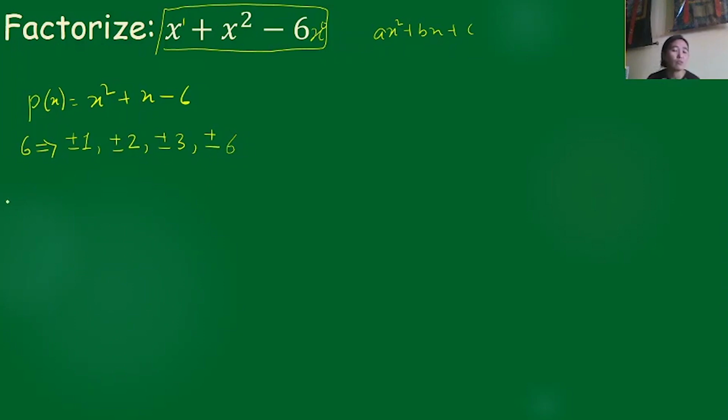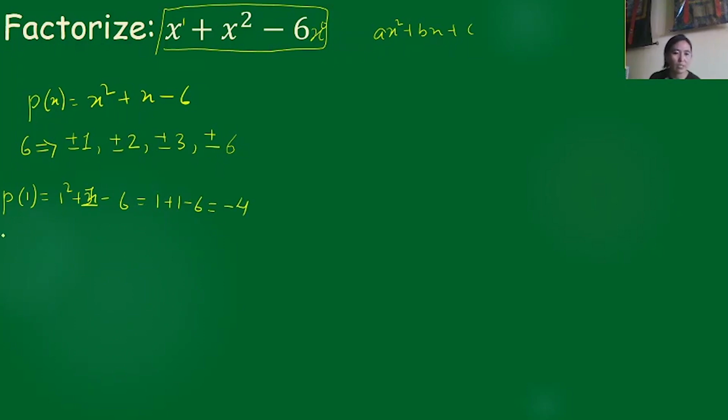So now you have to find the value of the given polynomial at different values of x, and for the value of x you will choose from the factors of the constant term. So first we'll take p of 1. You will get 1 square plus 1 minus 6, which is equal to 1 plus 1 minus 6 equal to minus 4.